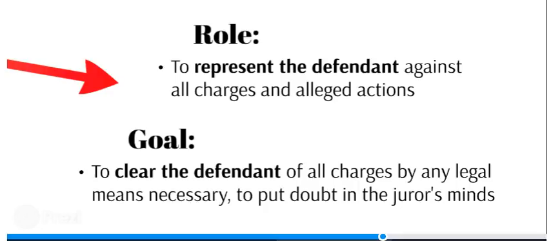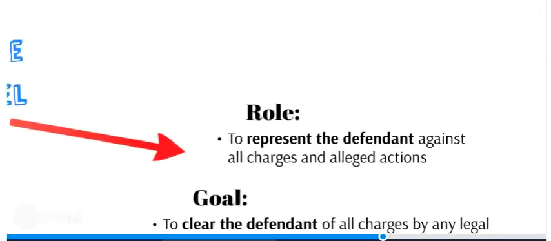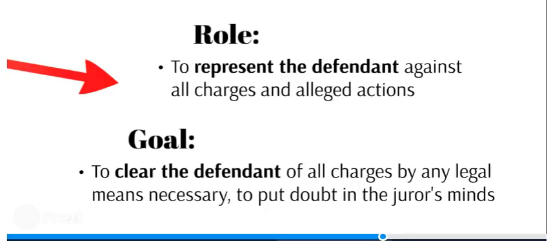All right, their goal is to clear the defendant. They want a resounding not guilty verdict. They want an acquittal, okay? Acquit. If the glove doesn't fit, you must acquit. All right? Ooh, pause. Let's go back for a second. The other thing is to put doubt in the jurors' minds, all right? The singular version of jury is juror. That makes no sense, but here we are.